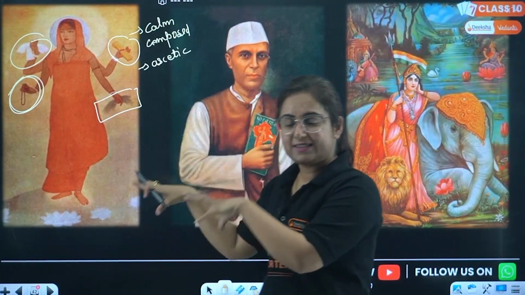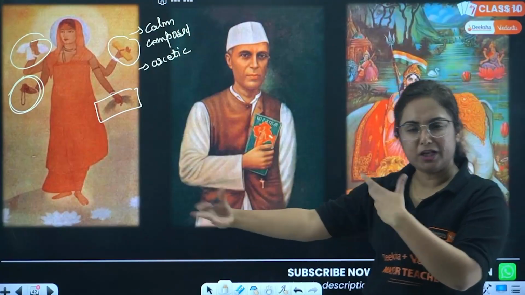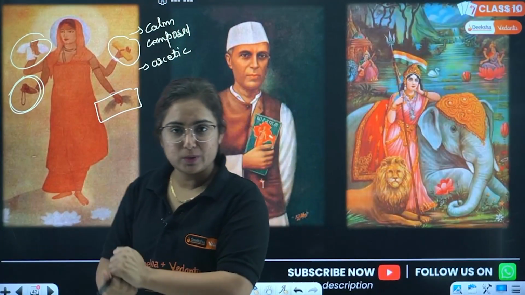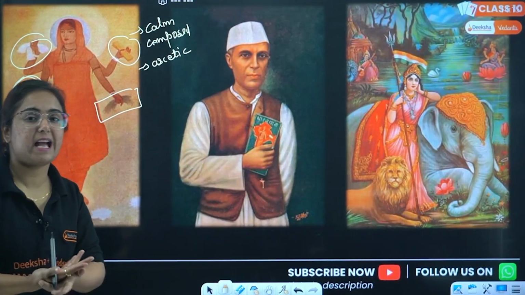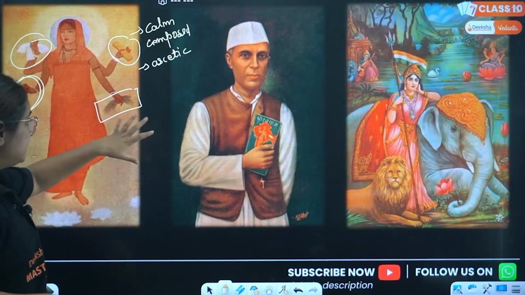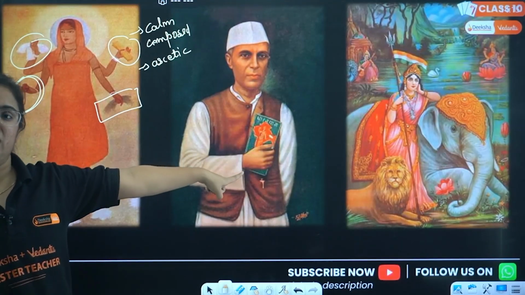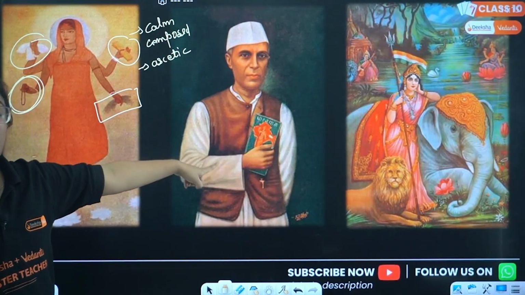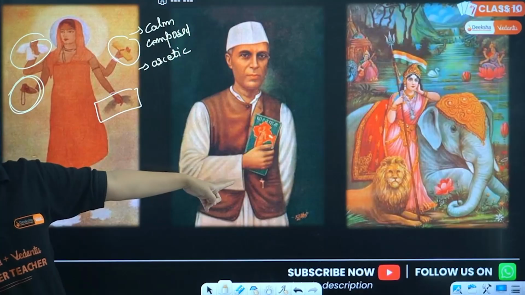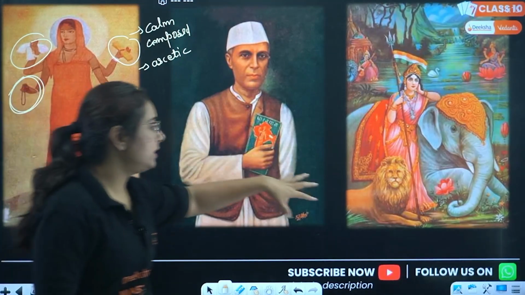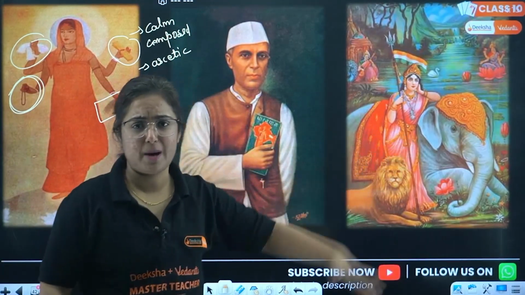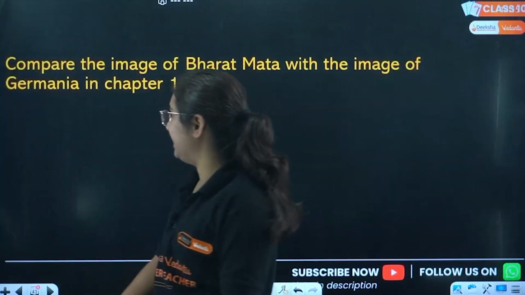Here she is in ascetic figure. You can write the painters also in the difference. You can write what these paintings actually talk about. And this is Jawaharlal Nehru holding a book in his hand. And here is a map of India in which Bharat Mata's painting is there. Again, these are more versions of Bharat Mata painted later.